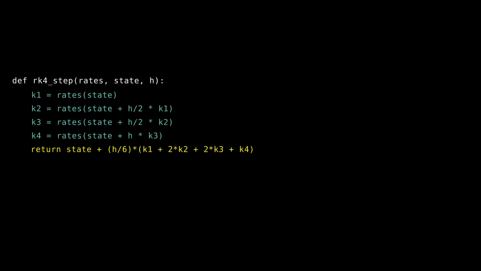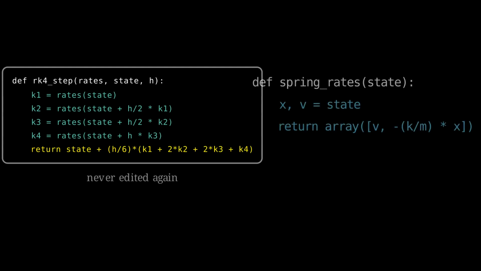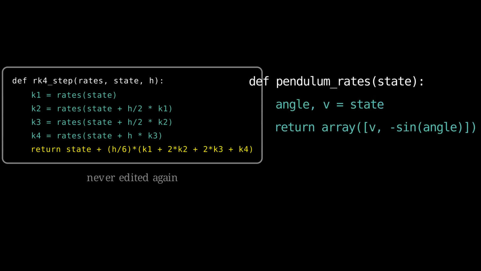Now the part that should feel like a magic trick. Nothing in those 6 lines knows what is being simulated, or what order the original equation was. All of that lives in the little rates function beside it. For the spring, the rates function is 3 lines. Unpack the pair, return the 2 rates. Swap it for the pendulum's, and the stepper does not change by a single character. So the solver is generic and the physics is a plugin.